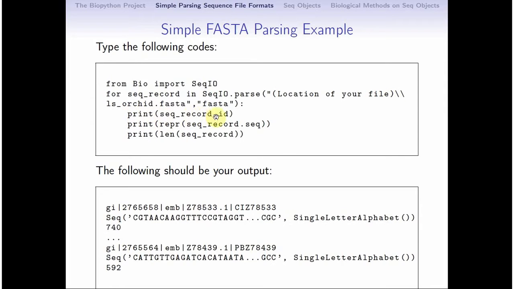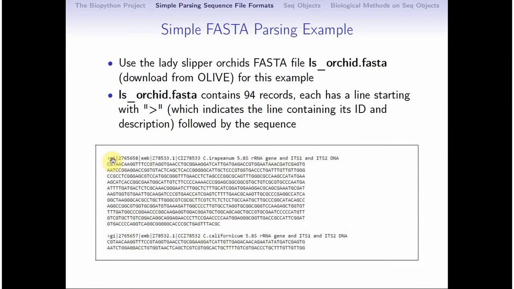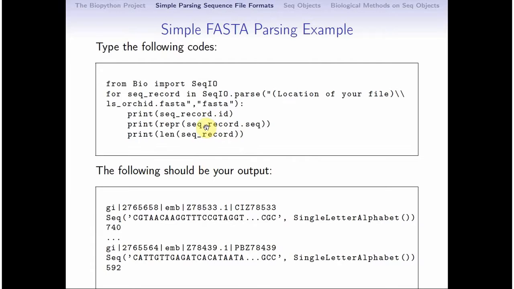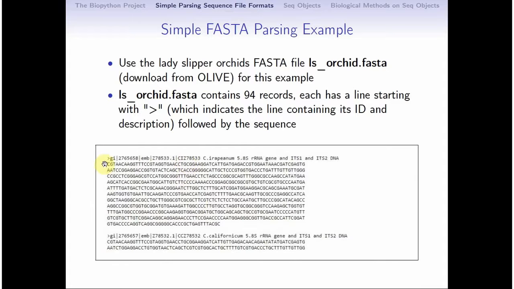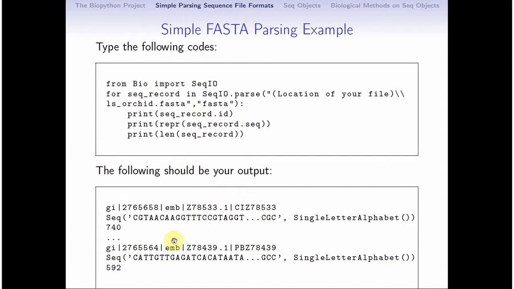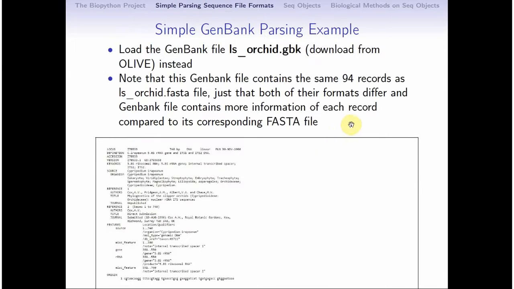What does this do? It prints the ID, the sequence and the length. This is what you will have. For the first record, it prints out the ID, not the whole description, just the ID. The dot seq gives you the sequence, and then this is the length of the sequence, 740. You do this for all 94 of them. Then it is the same for the GenBank file.